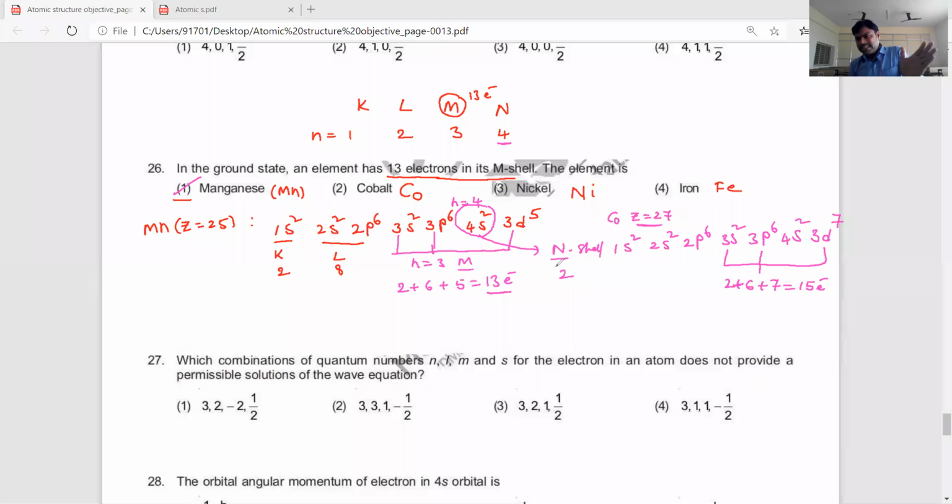Don't think about the inner shells. The 4s is in between the 3p and 3d, because the 4s orbital has lower energy when compared to 3d. We have already discussed that.